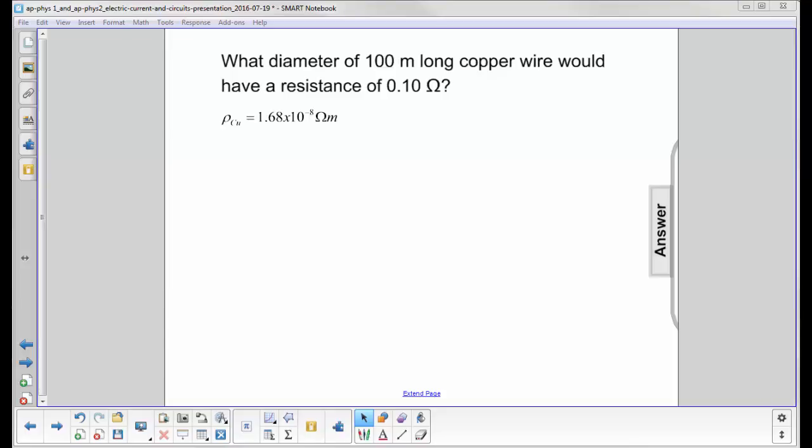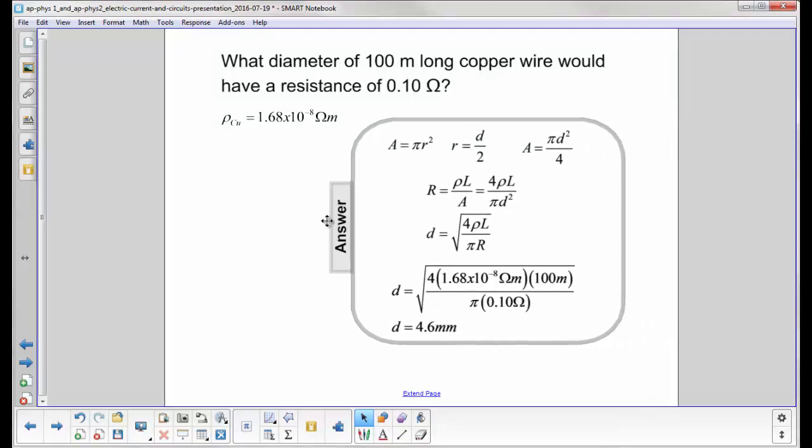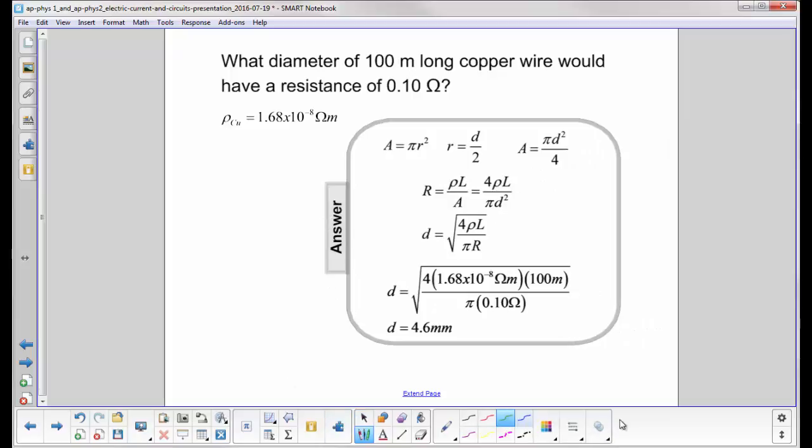What diameter of 100 meter long copper wire would have a resistance of 0.10 ohms? Few things going on in this problem. First thing we have to do, as always, is look at our given. We want to find a diameter. We have the length and we have the resistance. We need the cross-sectional area.